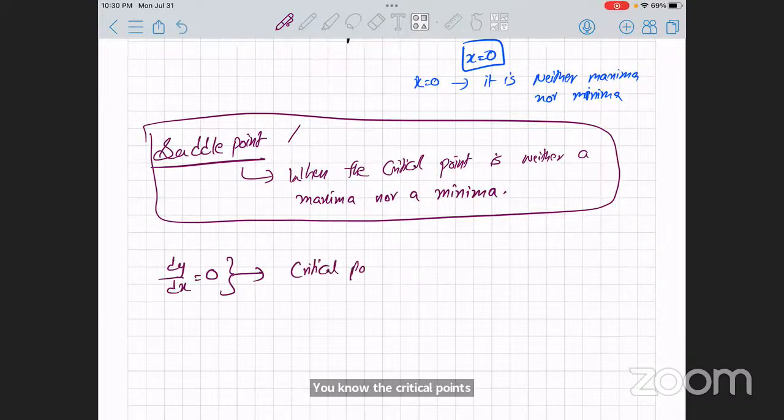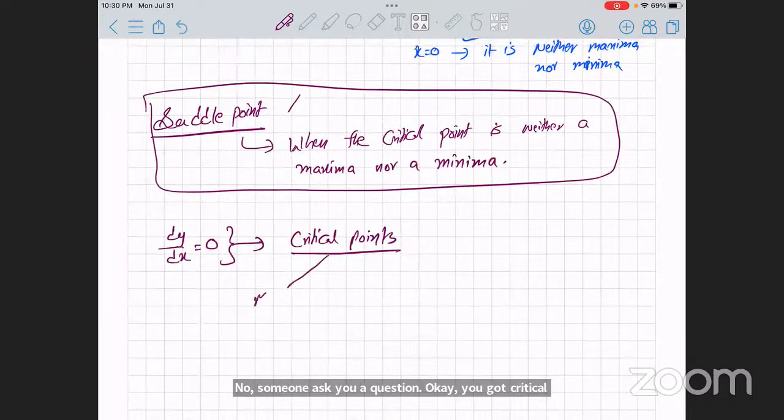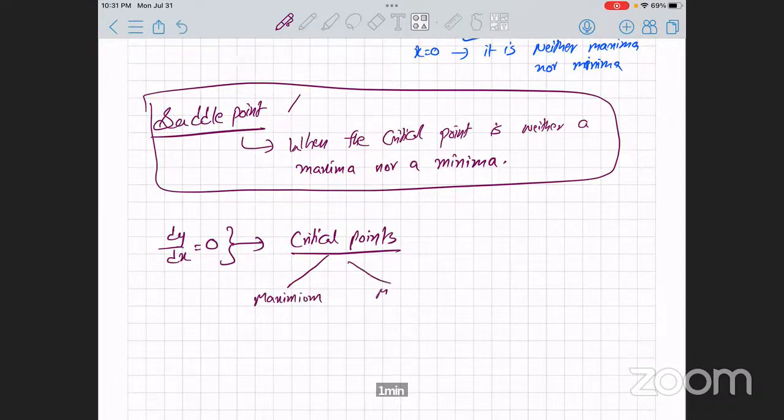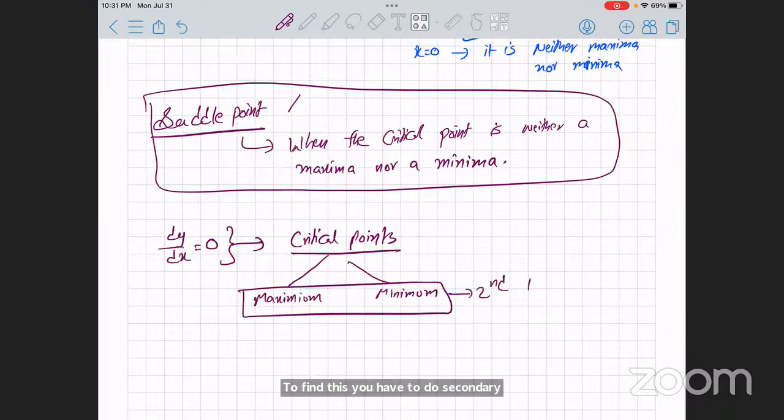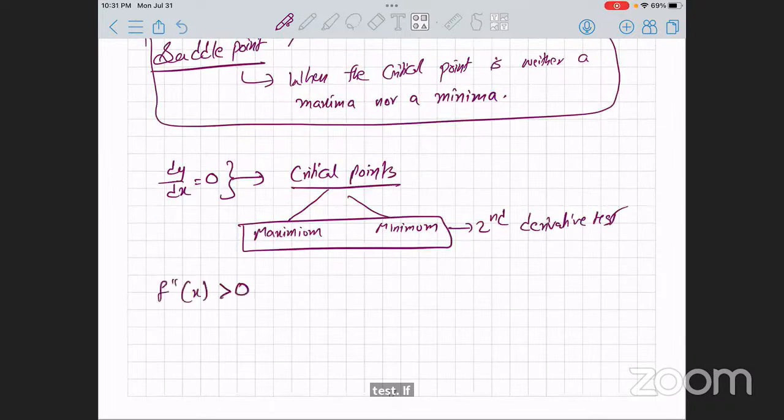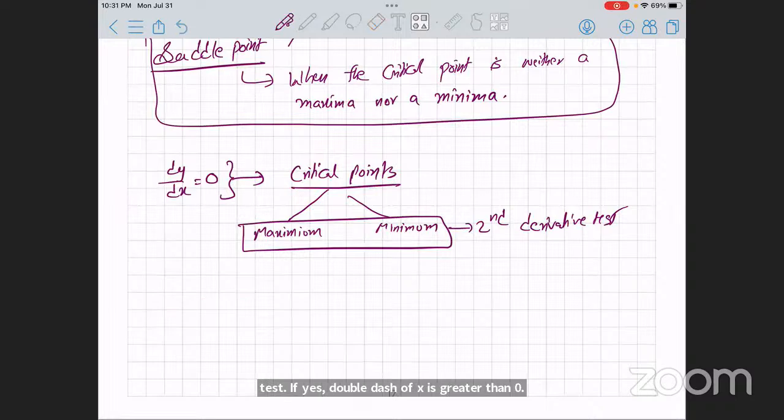Now someone asks you a question: you got the critical point, how can you say whether it is a maximum value or minimum value? To find this, you have to do the second derivative test. If f double dash of x is less than 0, it is known as maximum. If f double dash of x is greater than 0, it is known as minimum.